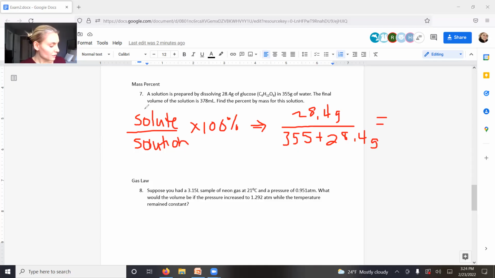So if you do this, you will see you get 28.4 plus 355. It would be 28.4 divided by 383.4. And then we multiply by 100% to get our number. So if you multiply by 100%, what do you end up getting for your number?